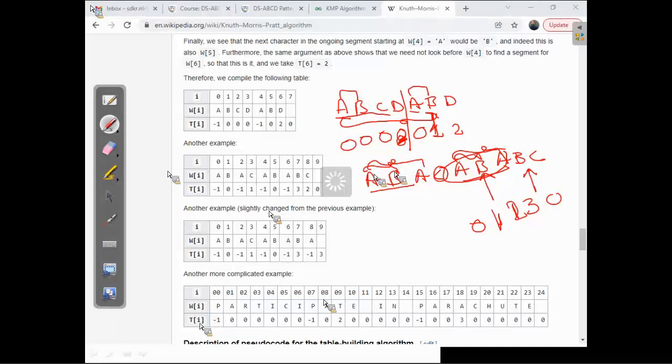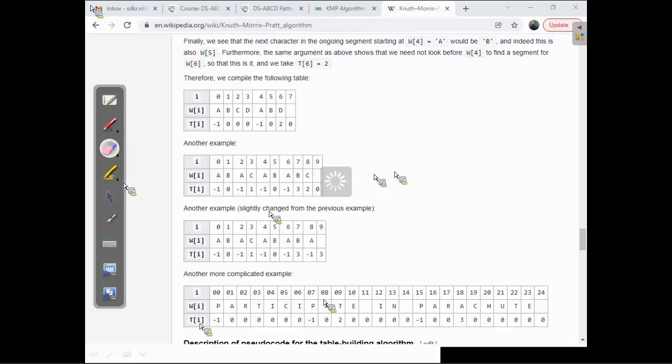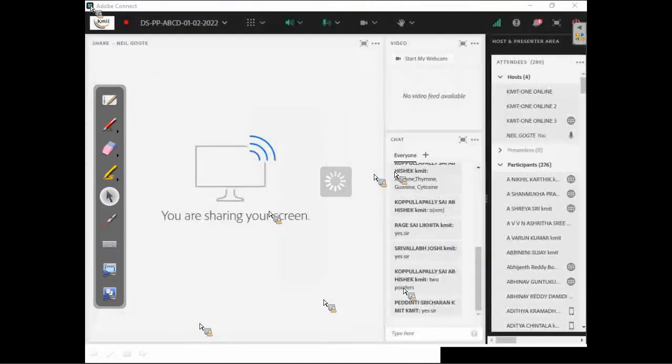I don't know whether you have reached yet. Let's see some more strings where we can compute the failure table. We'll go to the chat, checking whether somebody has understood how to compute the failure table. No response. So we'll have to just stop. Are you guys trying to understand how to compute the failure table? You have to look behind, find out the longest prefix, which is also the suffix. Prefix is the beginning, suffix is the ending.